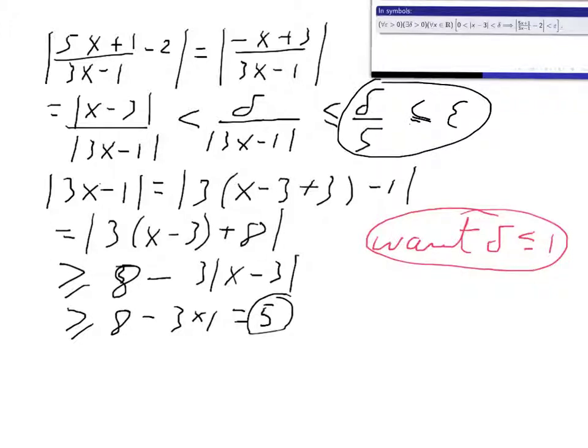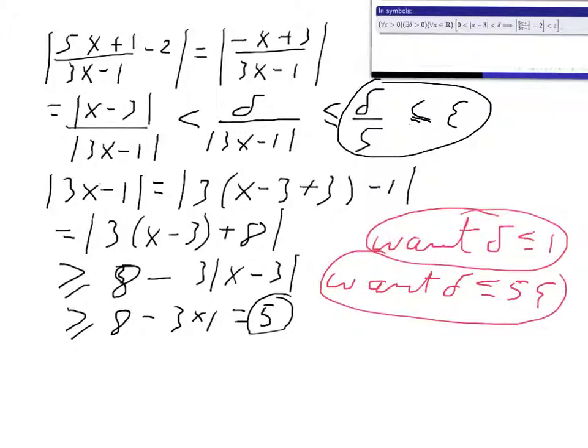So I want that to be the case, and that will be the case provided delta is less than or equal to 5 epsilon. So I want delta to be less than or equal to 5 epsilon. And if it is, then I get this last inequality, and then I'm finished, because now I've proven what I'm interested in proving, that this |(5x+1)/(3x-1) - 2| is smaller than epsilon through this string of inequalities. So everything will work provided delta is a positive number satisfying this condition and this condition.